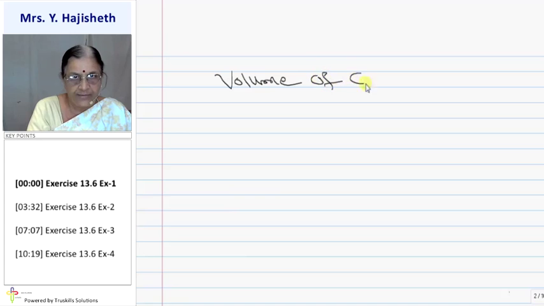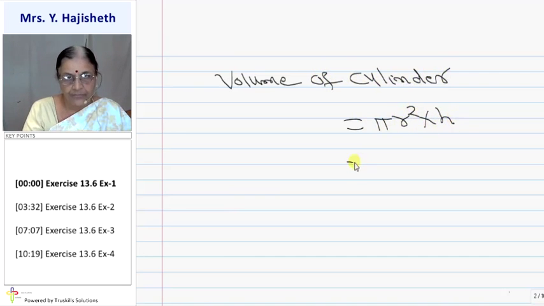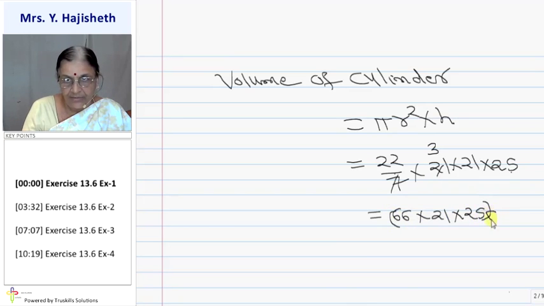Volume of cylinder formula is pi r square into h. I told you all the formulas already. Pi means 22 by 7, r square means 21 into 21, and height is given as 25. So 7 3s are 21. So my volume is coming 66 into 21 into 25 centimeter cube.